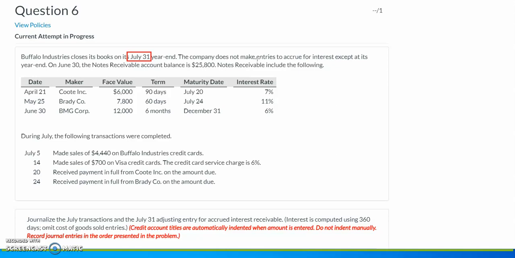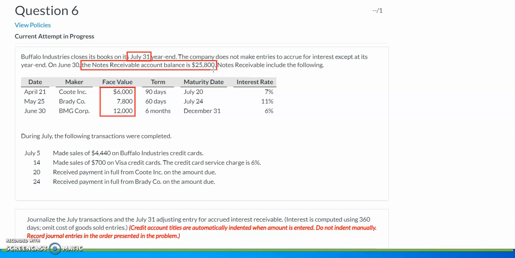And on June 30th, the notes receivable balance is $25,800. And our notes receivable balance includes these three notes. So we have a note for $6,000, $7,800, and $12,000, and all of these added together equal our $25,800 in our notes receivable balance.